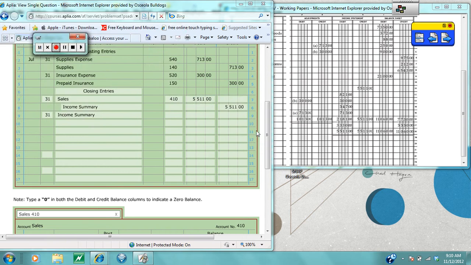Welcome to Chapter 8-2, Work Together Web Accounting. And this deals with temporary accounts.